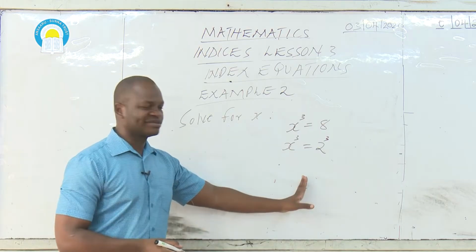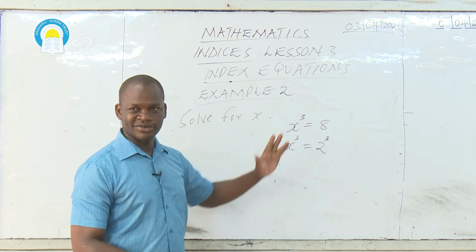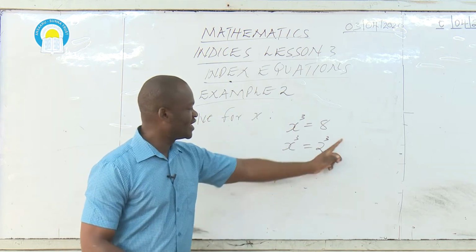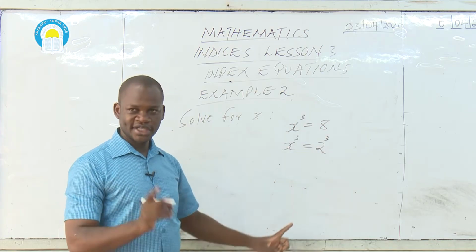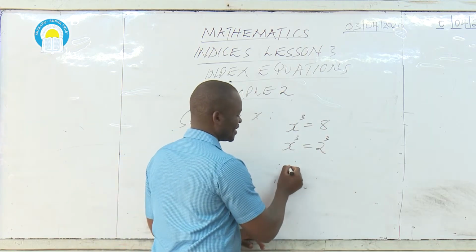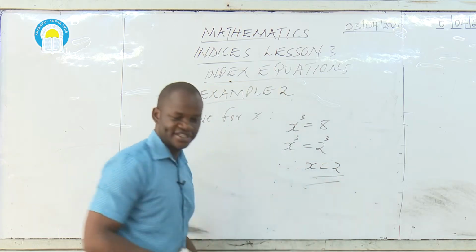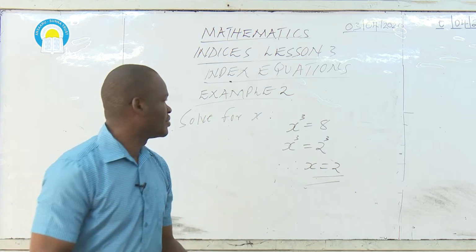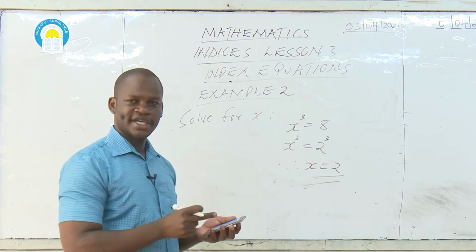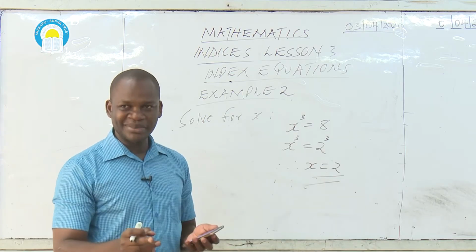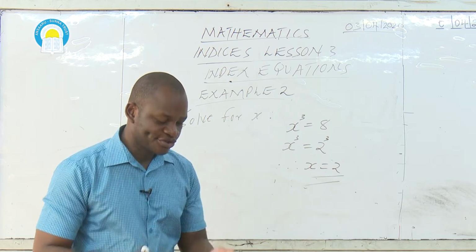So in the previous example, the argument was having similar bases, you equate the powers. Now here, the argument will be, whenever you have similar powers, equate the bases. Therefore, x is equal to 2. So whenever you have similar powers, equate bases. You have similar bases, equate the powers.